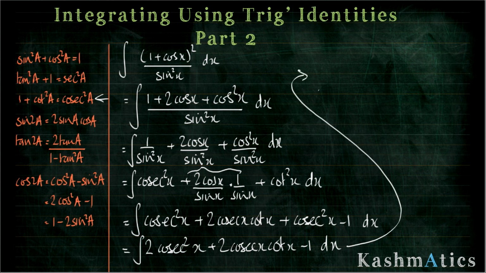Okay, so what I'm going to do now is integrate it, and each of these terms, hopefully by now you'll recognize these. So cosec squared becomes minus cot, so that'd be minus 2 cot x. Cosec x cot x will become minus cosec, so minus 2 cosec x. The minus 1 will become minus x, plus c.